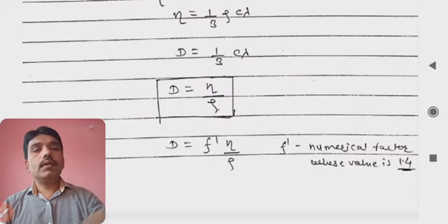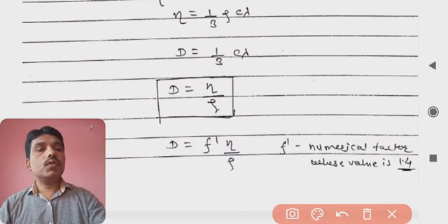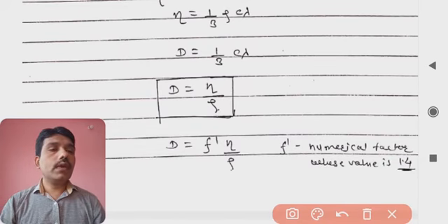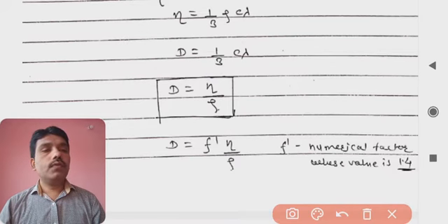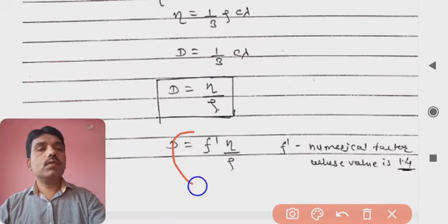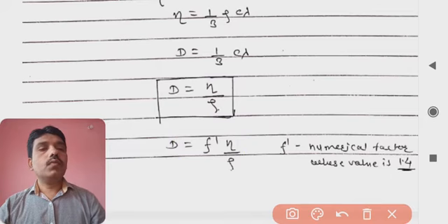Again, this can be written in this fashion also: d is equal to f dash eta by rho, where f dash is the numerical factor whose value is 1.4. That is also used for more accurate values of d.